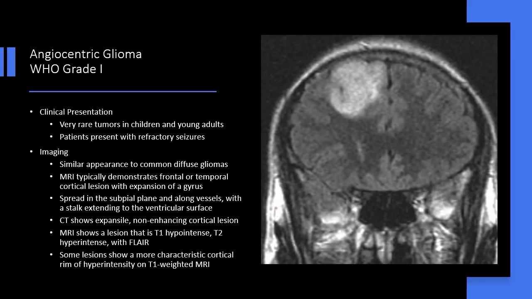Their appearance on imaging is similar to those more common diffuse glial tumors, with MRI typically demonstrating a frontal or temporal cortical lesion with gyral expansion. They spread in the subpial plane and along blood vessels with a stalk that extends to the ventricular surface. CT imaging shows an expansile, non-enhancing cortical lesion, and MRI shows a T1 hypointense, T2 hyperintense lesion with FLAIR signal. Some lesions show a more characteristic cortical rim of T1 hyperintensity, which is highly suggestive of this tumor on MRI.